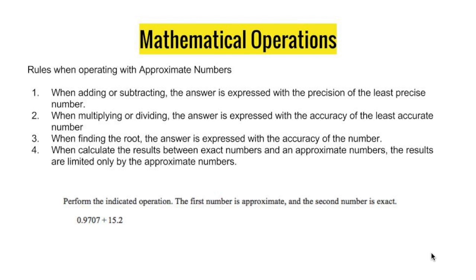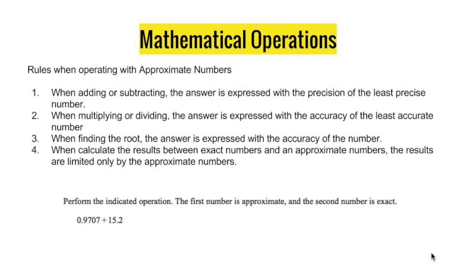Here's the last example I want to talk about. This one you have to be very careful on. It gives you a little bit of instructions with the problem. It says perform the indicated operation, but then it tells you that the first number is an approximate number and the second number is exact. All right, that's really a key point here because it's going to help us when rounding at the very end.